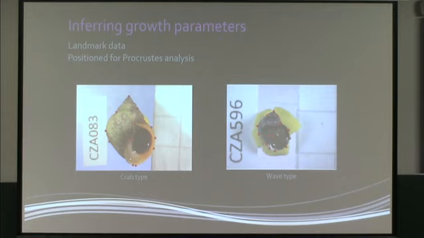But the position of the shells and the way the landmarks are placed are done with the Procrustes method in mind, so they might not be ideal for doing growth parameter extraction. So there are some problems with this, but I will still try to infer the growth parameters from the data.